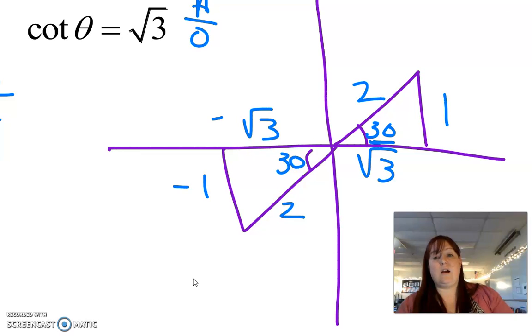And then, so what are these angles? Well, the first one is just 30 degrees, right? So it would be just this one.